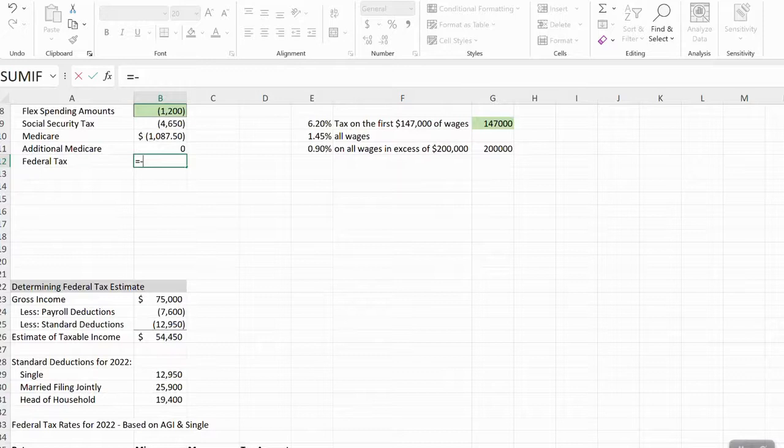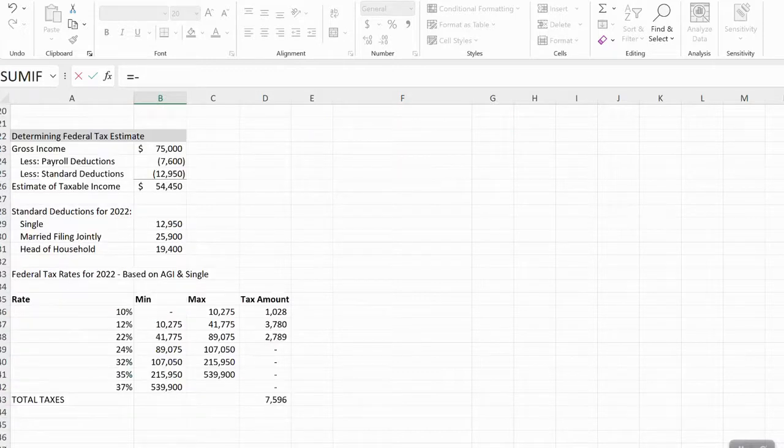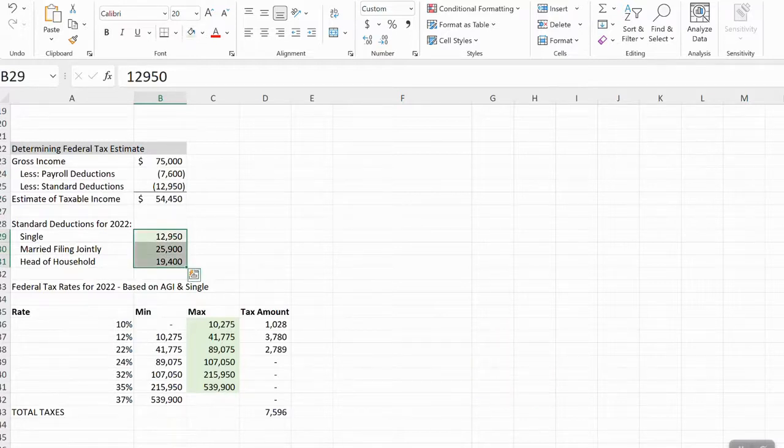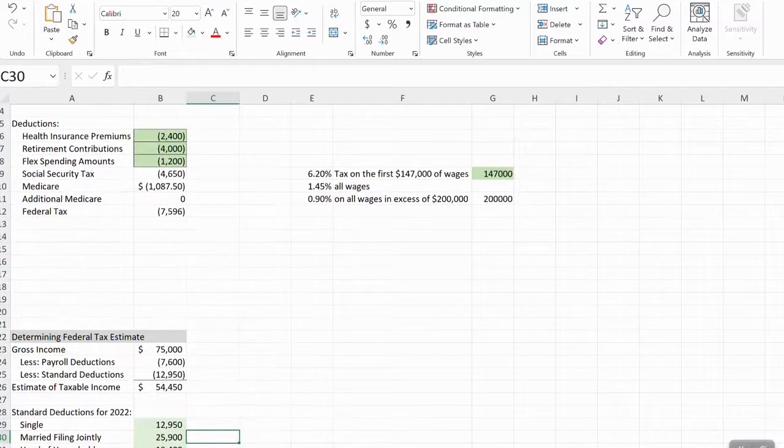So we'll equal negative, and then we're going to link down to all that work we just did. Now, what's something else here, this is all linked. So hopefully you don't need to really update any of this. These will also, your standard deductions should also change year over year. So your greens are your adjustments.